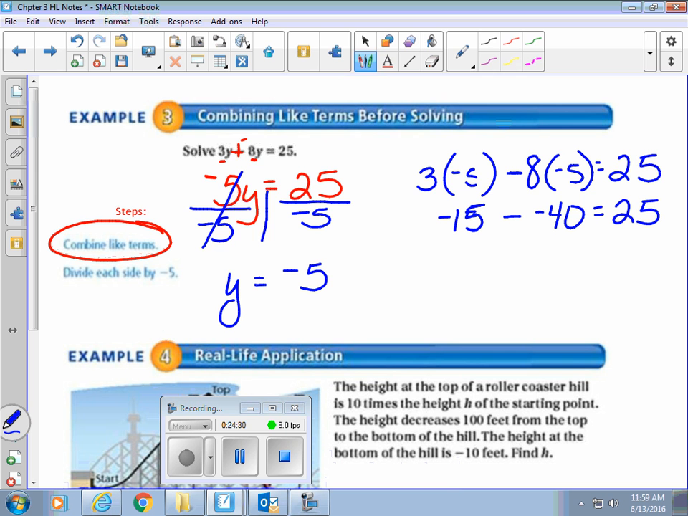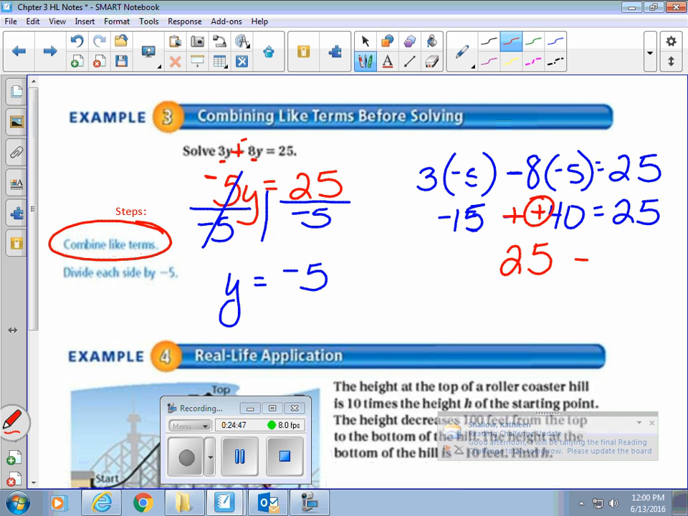I'm going to look at keep change opposite, my integer rules. Negative 15 plus a positive 40. My signs are different, therefore I should be subtracting, finding the difference. 40 minus 15 is 25. Take the sign of the higher absolute value, which is positive. 25 equals 25 would be my true statement.